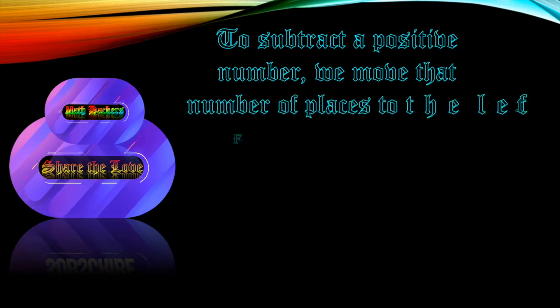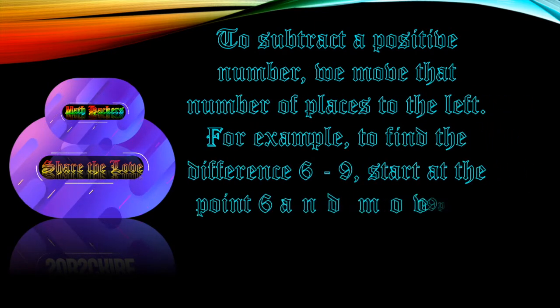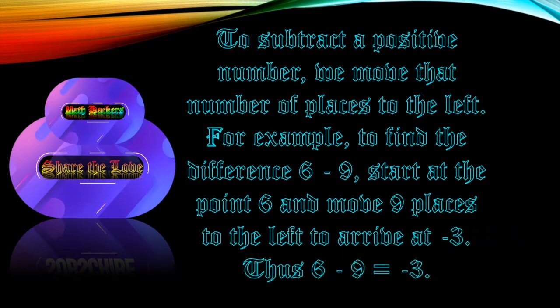To subtract a positive number, we move that number of places to the left. For example, to find the difference of 6 minus 9, start at the point 6 and move 9 places to the left to arrive at negative 3. Thus, 6 minus 9 equals negative 3. This is where it can get tricky, but not really, as the same old steps will come in handy. That is, starting at 6 and remembering that taking away means moving left that many places, in this case 9 steps left, leaving us with a negative result of minus 3.